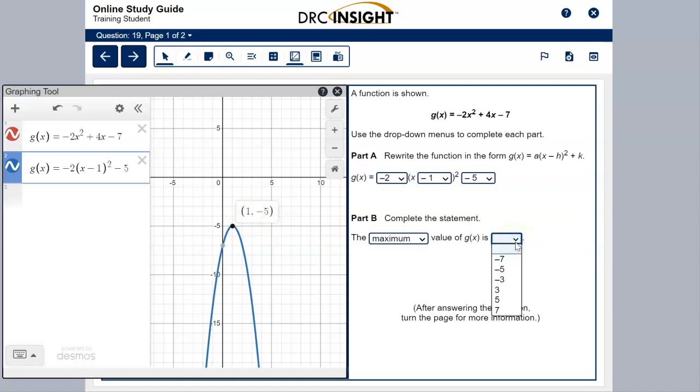So we're going to choose the negative 5. That is the highest y value on this graph. If you were to drag along the graph, you'll see all these numbers are smaller than negative 5.